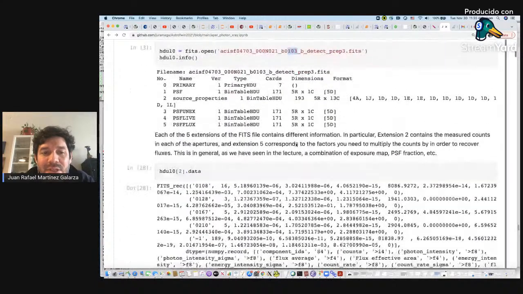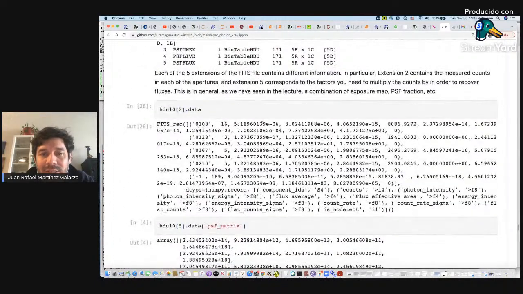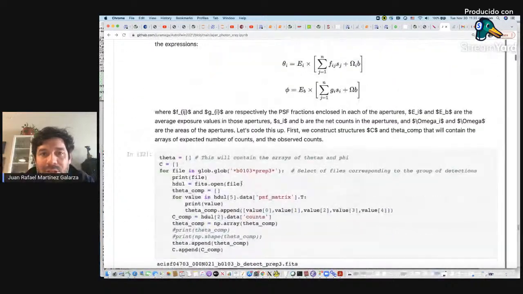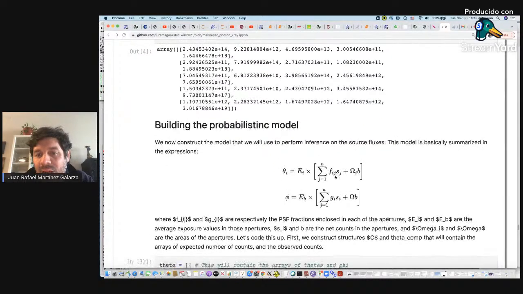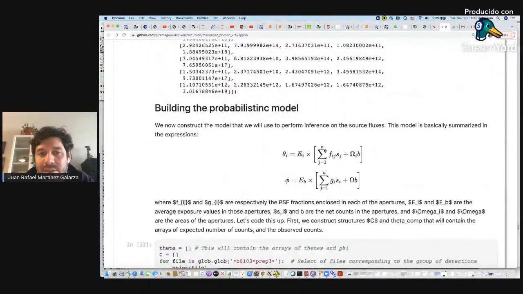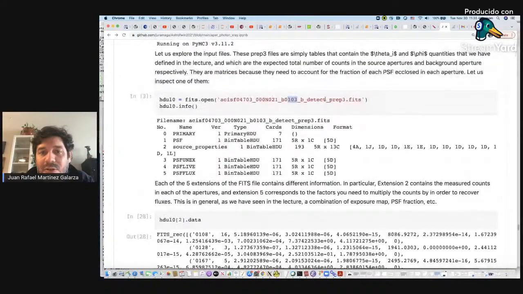The numbers that you see in these matrices correspond to the different sources. So you see there are 1, 2, 3, 4, 5 sources here. For each of those 5 sources, you have the apertures and you have the contributions from each of the other sources. So you have a matrix of 5 by 5. And this is what these PREP3 files contain.